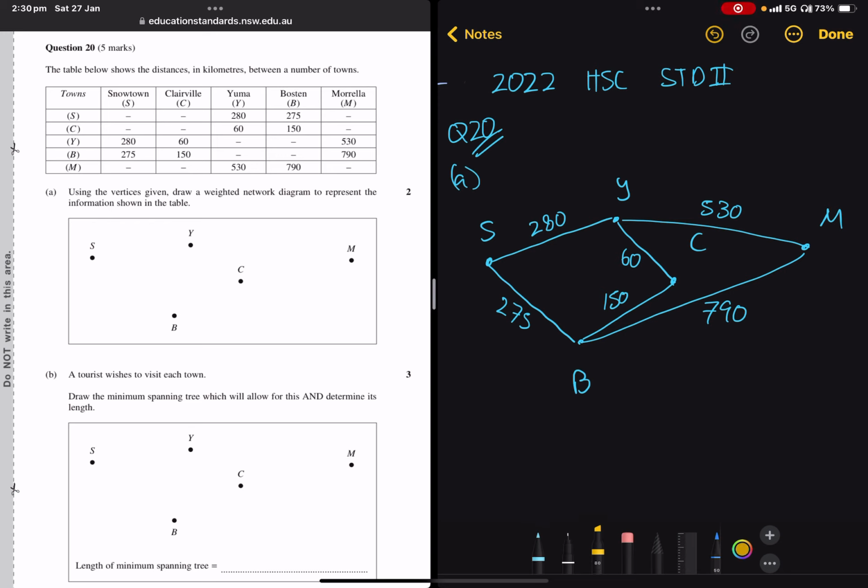This is worth 2 marks. You will get 1 mark if you draw a network diagram that is not completely correct but is close. So 1 mark for something close, 2 marks for exactly the correct network diagram.